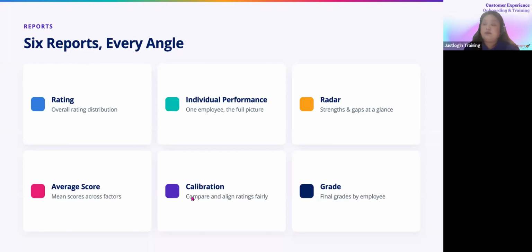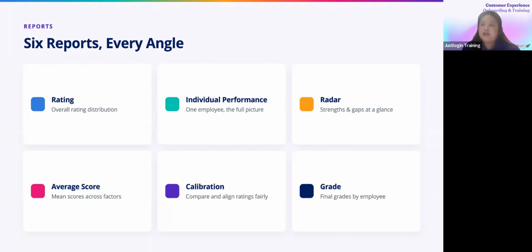We also have the calibration report so we can compare and align the ratings fairly. The calibration report is where admins are involved. Calibration is if there are people who did not submit or did not respond to the forms, then the administrators can do adjustments or manually enter the score. In the calibration report, it will allow you to see the score before calibrating and after calibrating.